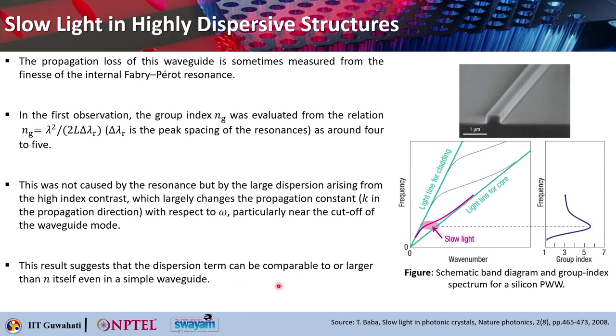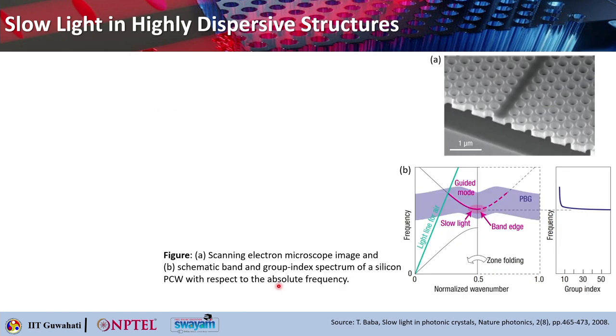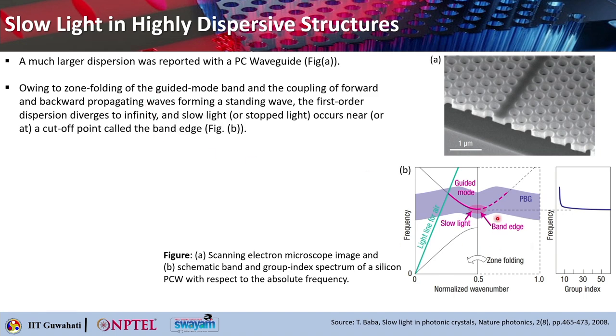This result suggests that the dispersion term can be comparable to or larger than Ng itself, even in a simple waveguide. If you go for a more complicated waveguide made of a photonic crystal, you can have much larger dispersion. This is the scanning electron microscope image of the waveguide made on a photonic crystal slab, and this shows the schematic band diagram and the group index spectrum of this photonic crystal waveguide with respect to frequency. You have frequency on this axis, and these are the group index and normalized wave number.